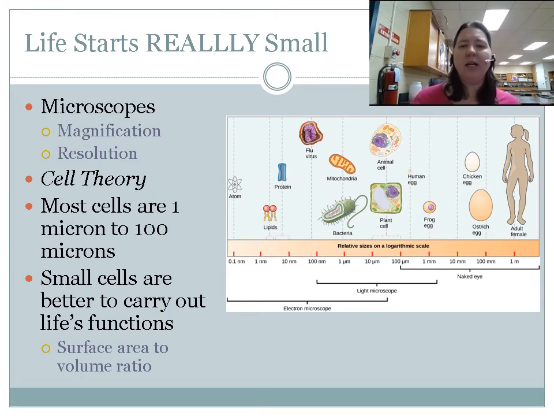Cell theory, there's 2 pieces to the cell theory. All living things are made of cells, and cells come from other cells. All right. So you didn't just pop out of the midair, okay? You didn't just come out of nowhere. Cells come from cells. I guess I'll draw an arrow. That's the cell theory.